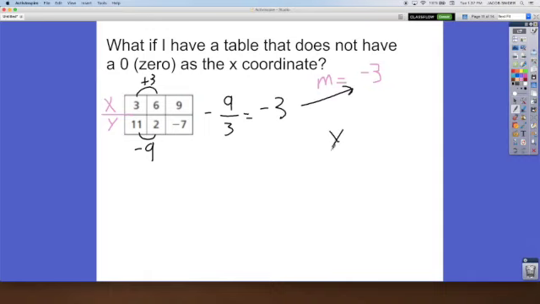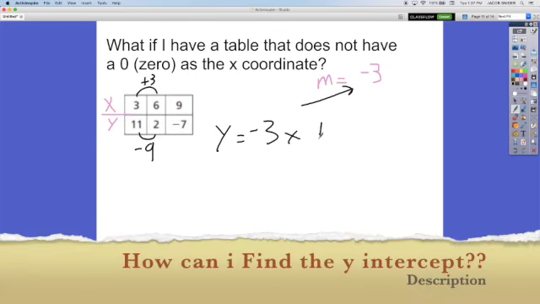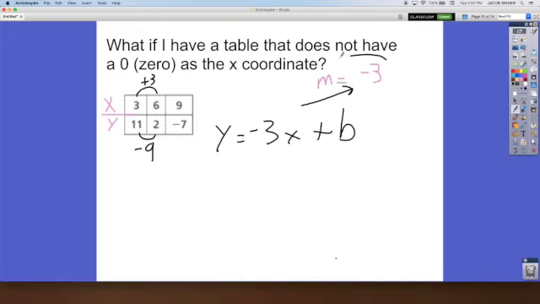So I know my equation is going to be something like y equals negative 3x plus b. Check your answer. Was that the one that you got on your own? Because it should have been. This is the exact same table as you did on your own. Now, here's part of the problem.